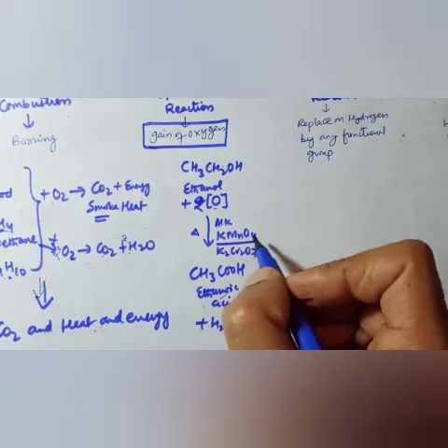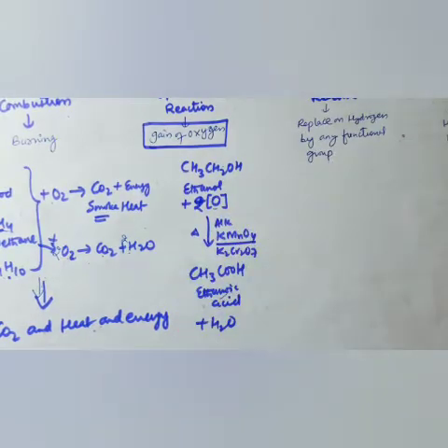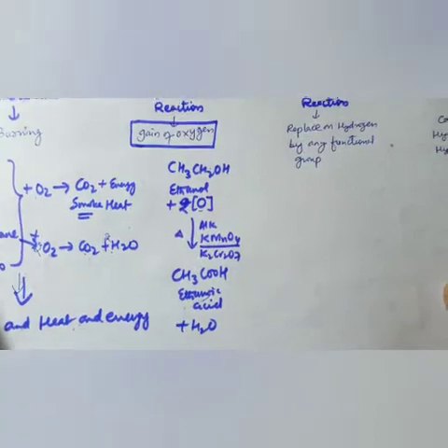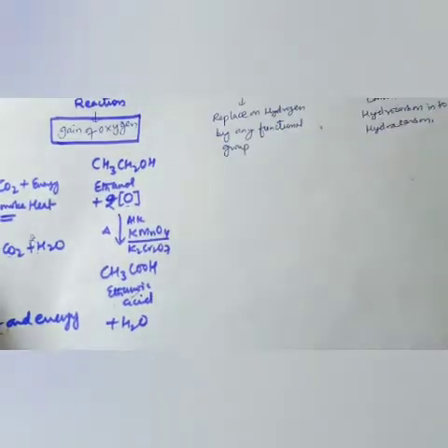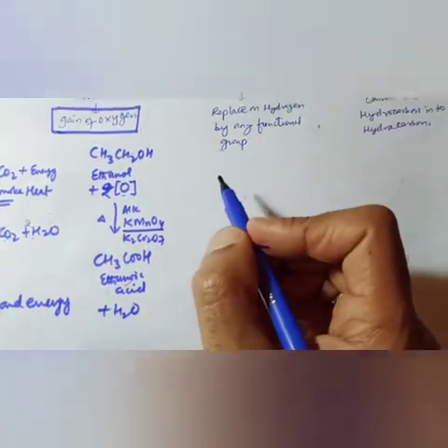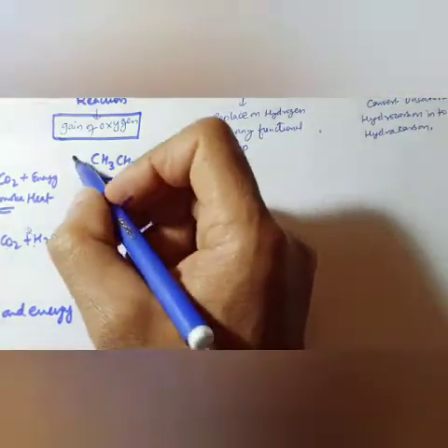So this type of mechanism will come in your future classes also. Due to oxidation, the gain of oxygen, ethanol will change into ethanoic acid. That is the first chemical property. That is the second chemical property.